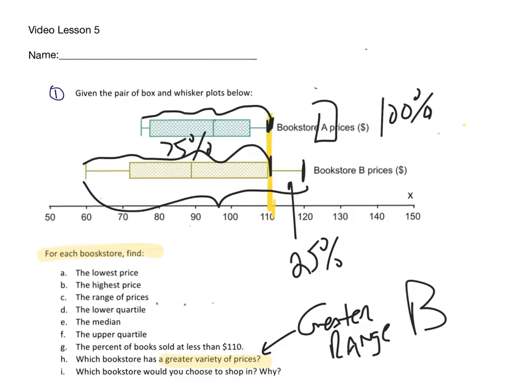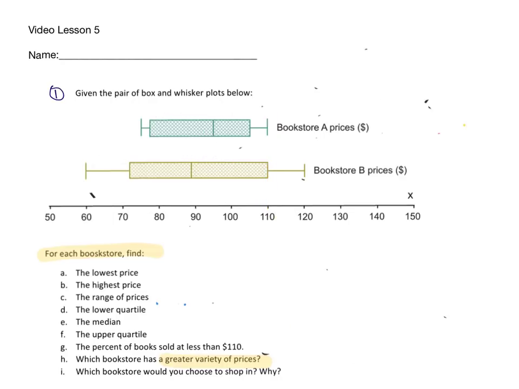Now, as far as letter I goes, which bookstore would you rather shop at and why? You can give a multiple of answers as long as they are statistically correct. For example, you can make the argument for bookstore B because, just what we answered in letter H, it has a greater variety of prices.